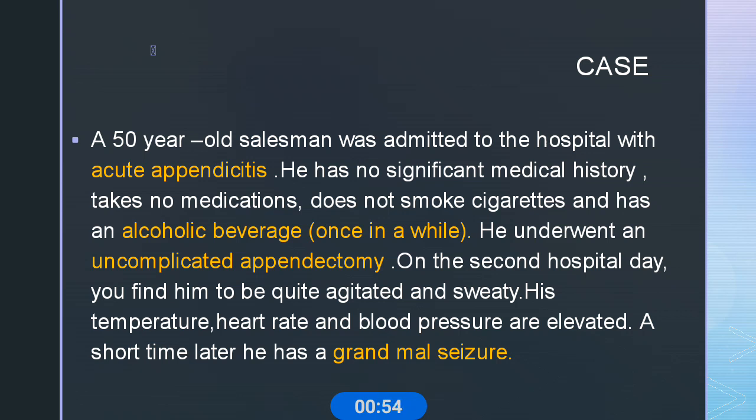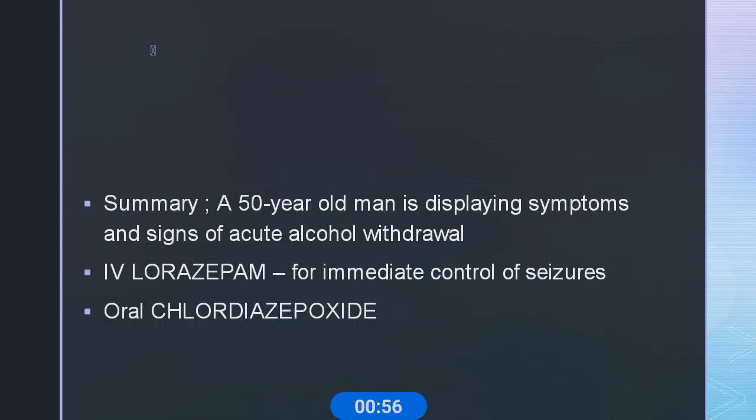So what is the summary of the case? It is a 50-year-old man having withdrawal symptoms from chronic alcohol abuse. Firstly, we control the seizure with IV lorazepam for immediate control. After IV lorazepam is administered, we plan to start him on oral chlordiazepoxide when he is more stable.